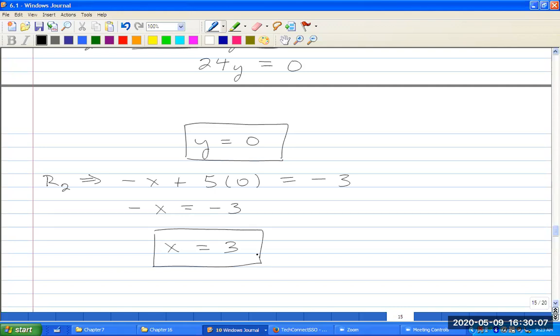And so again, this is a consistent, independent system of linear equations. This is the case of intersecting lines. We have a unique solution, the ordered pair 3, 0.